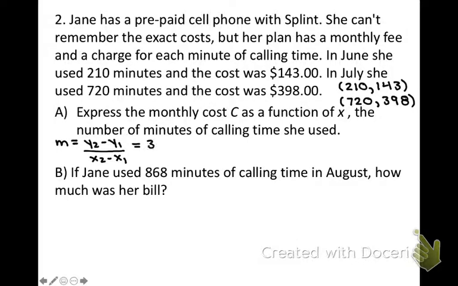So we've got 398 minus 143 over 720 minus 210. Now, again, calculator can come in handy here. When we simplify this, we should get a result of 0.5. So 1/2, we're looking at a slope here of 0.5.